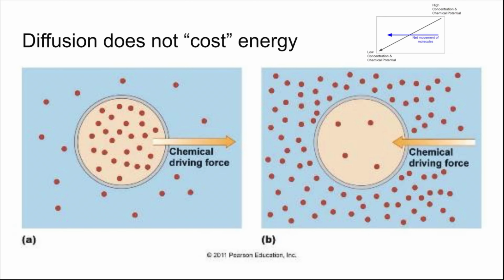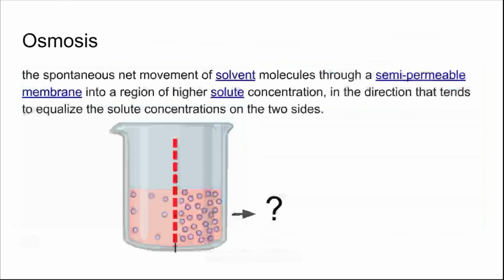Here we can see 2 examples of cells that have concentrations outside that are different than the concentrations inside. When the concentration inside a cell is higher than outside, the chemical driving force goes from inside the cell to outside. If the concentration inside a cell is lower than the outside environment, then the chemical driving force goes inside the cell.